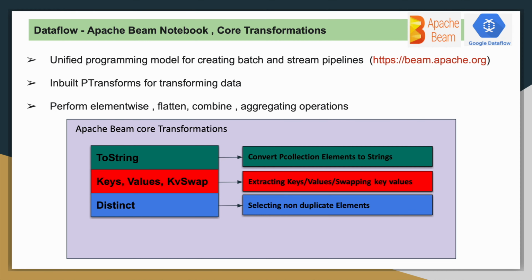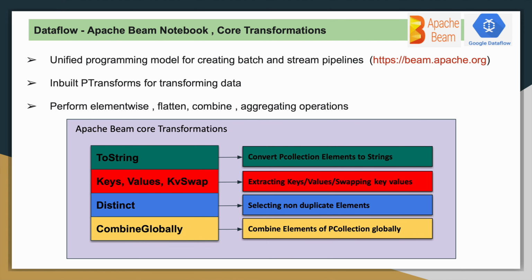And then Distinct, which has the same functionality everywhere. If you have to select non-duplicate elements from a PCollection, then you can use this transformation. And then combiners, which are one of the commonly used, very important transformations available. We have inbuilt combiners, and we can also implement customized combiners by using the abstractions provided by the Apache Beam SDK. The first one is CombineGlobally.